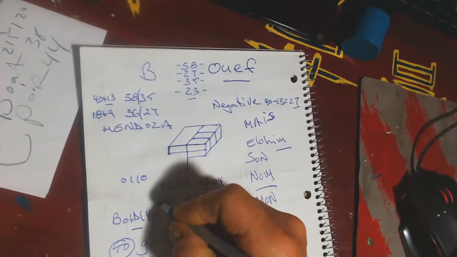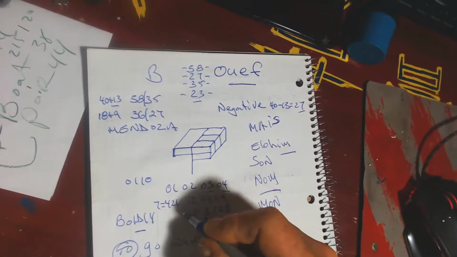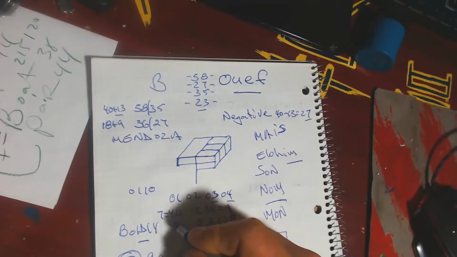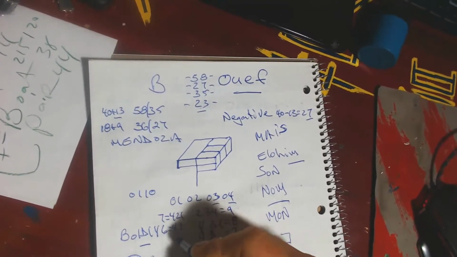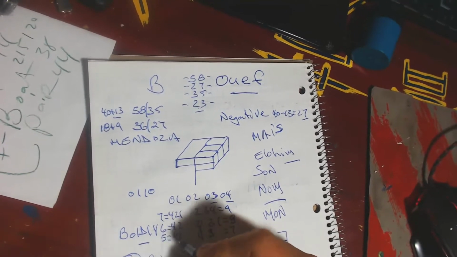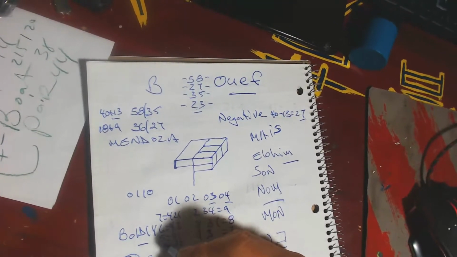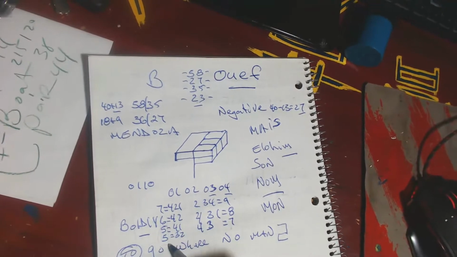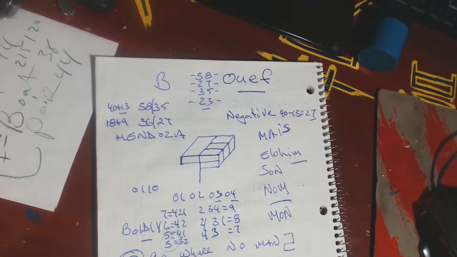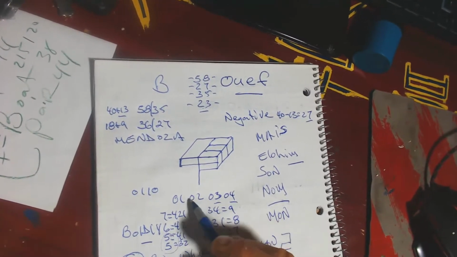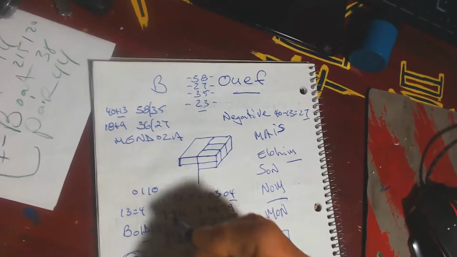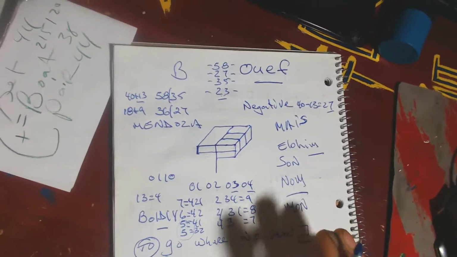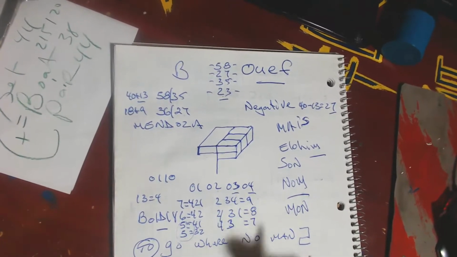4, 2, 1 equals 7. 4, 2 equals 6. 4, 1 equals 5. 3, 2 equals 5. Do you notice we have 2 times 5 over here? Right? 1, 3 equals 4. So here's all your combinations, all creating everything up to the end.